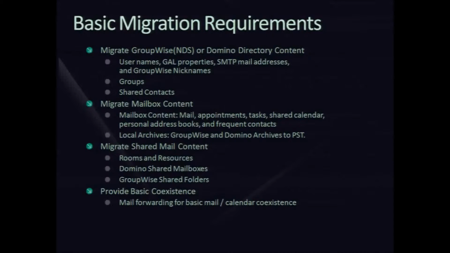So from a basic migration requirements standpoint, this is what we look at. We look at the GroupWise and the Domino directory and the content there and what that means. We need to migrate that directory into an on-premises Active Directory. The usernames, the GAL, all the property information will come across. Groups, whether they were in Notes or GroupWise, will come into the Active Directory, as well as any of the shared contacts. For the mailbox content, we're going to be migrating over the mail itself, appointments possibly, tasks, shared calendars.